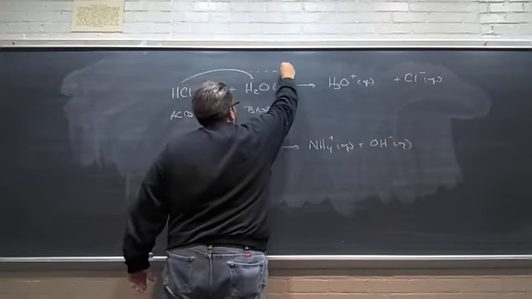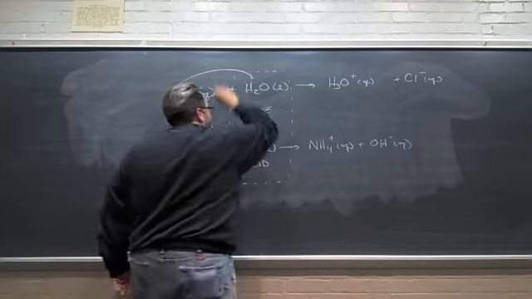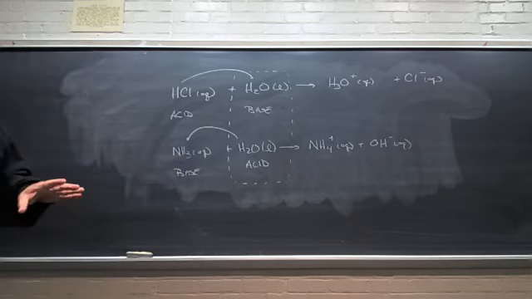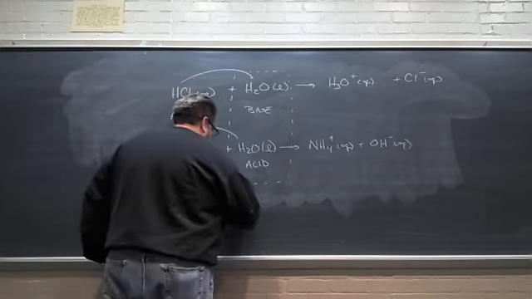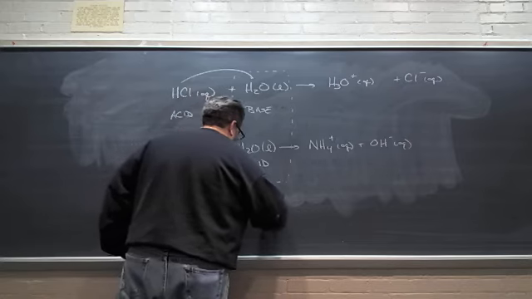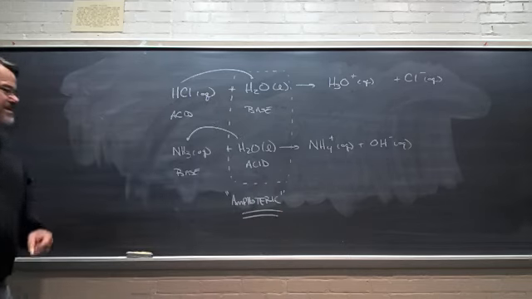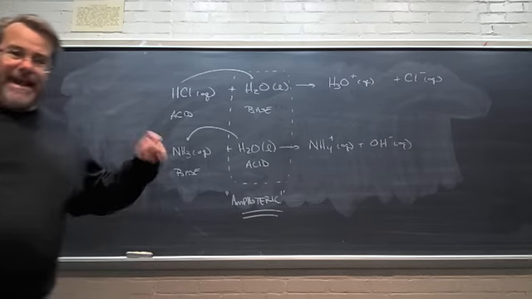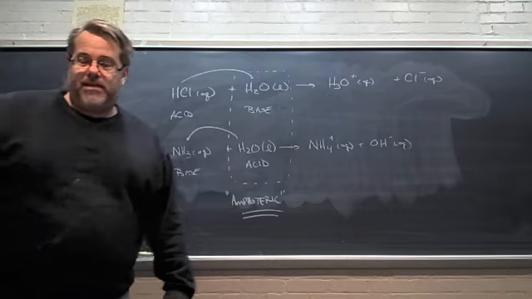So we have some species like this that can act as acids in some circumstances and bases in other circumstances. And when you have a species like that, we say that such a species is amphoteric, which means it can act as an acid in some chemical reactions and can act as a base in other reactions.